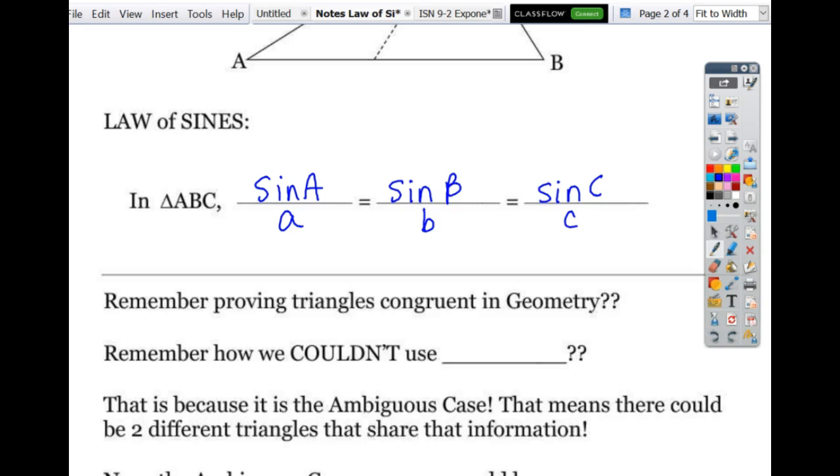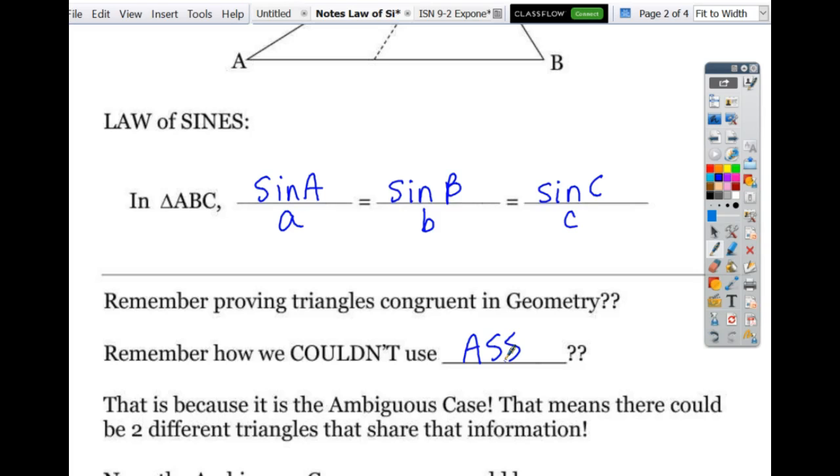So does anybody remember what we had to use the law of sines for? Angle, side, angle, or angle, angle, side. No, we couldn't have ASS. Side, angle, side, and angle, side, side. We couldn't have that. But today we can have the angle, side, side.